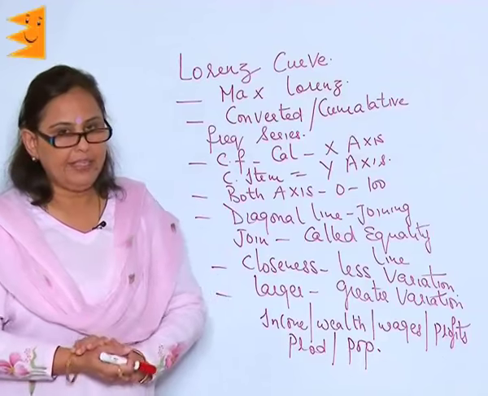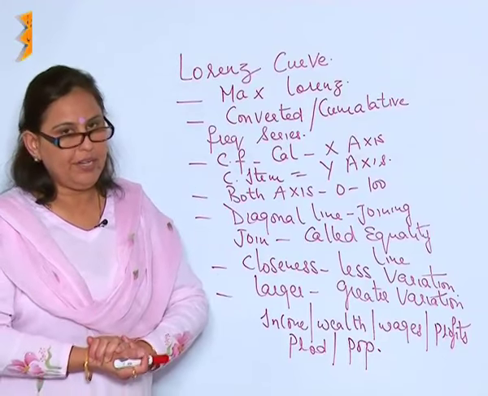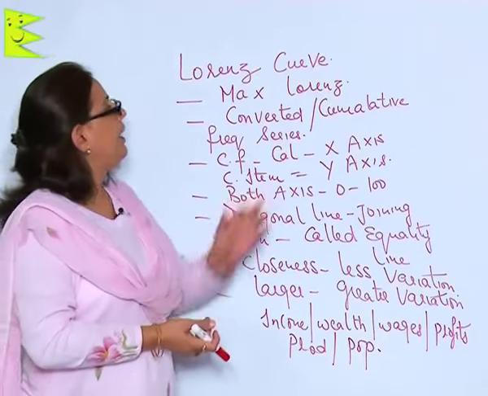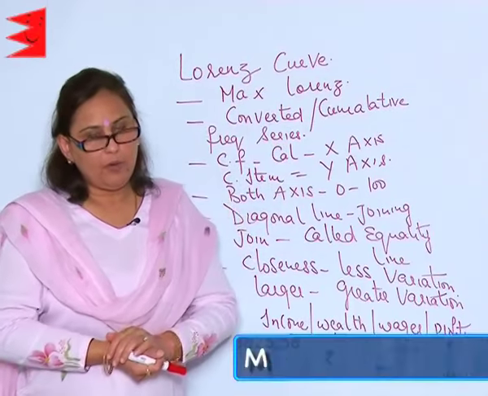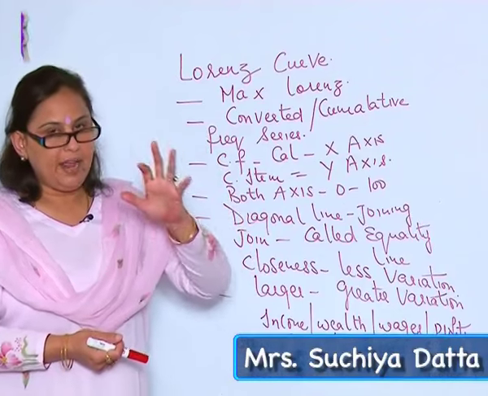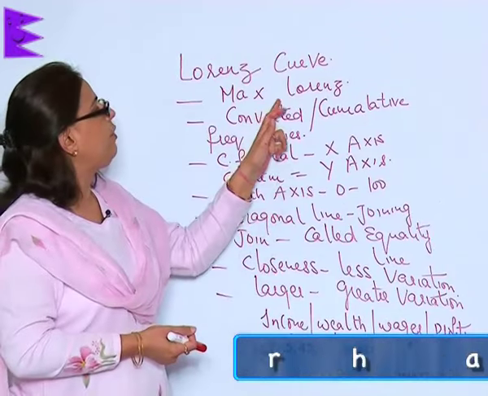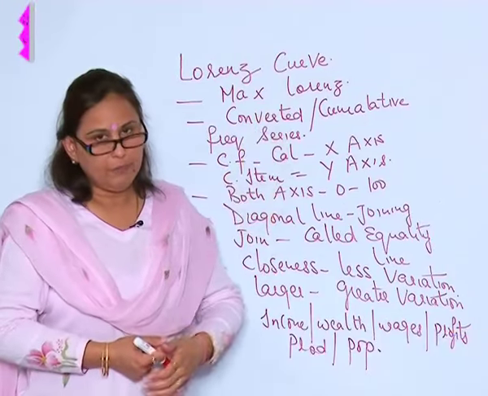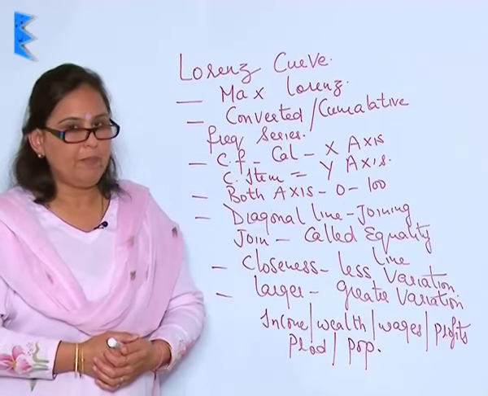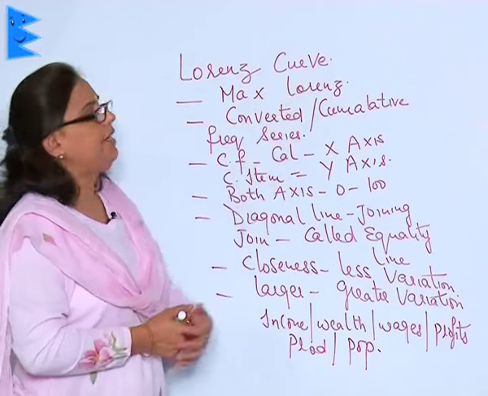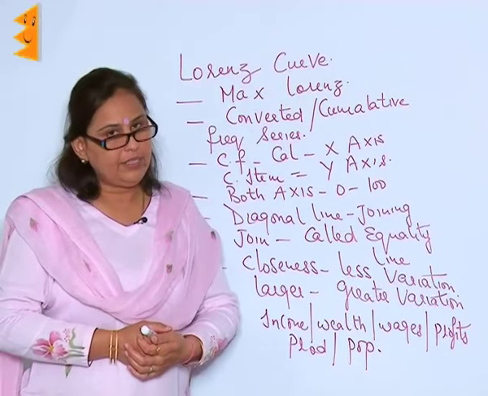The fifth and the last method of measuring dispersion is called the Lorenz curve. This Lorenz curve was actually studied and first used by a man called Max Lorenz. So this has been attributed to his name, and thus the curve has been called the Lorenz curve.